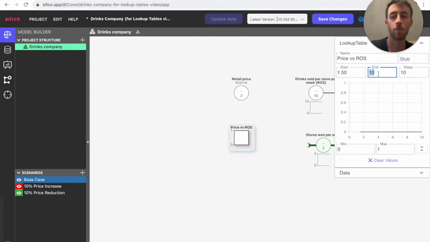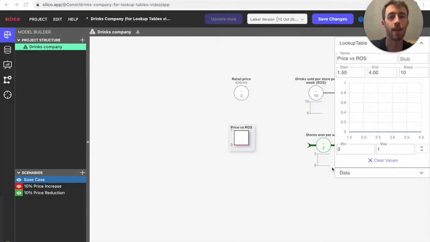And the end would be the highest input value that we want to set outputs for. So let's say that the highest price we would consider charging is $4. For that reason we'll set the end as 4. And you can see that that changes the x-axis on the lookup function here.